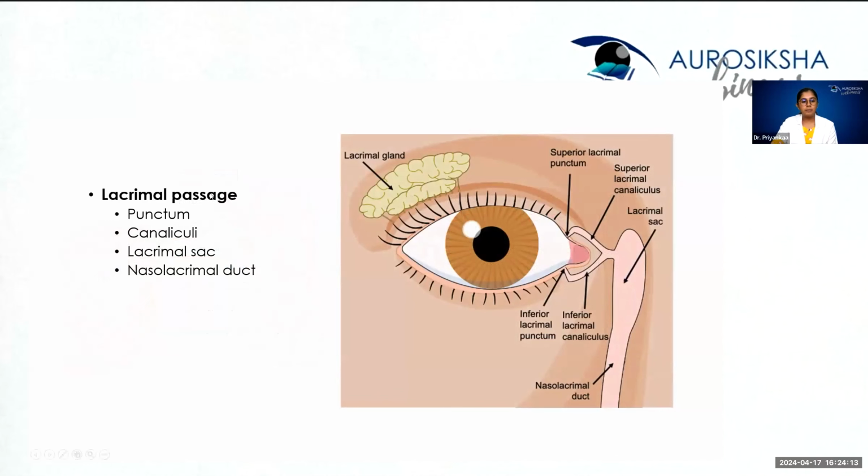And moving on to the lacrimal passage, after the tear is secreted from these structures, it has to be drained from the eye. Through the passage which I am about to tell, it has a punctum. Punctum is nothing but a small opening which is present on the eyelid margin. From there, we have the two canaliculi, the superior canaliculus and the inferior canaliculus, which join together to form the common canaliculus. From there, it opens into the lacrimal sac, and from there, it continues as the nasolacrimal duct.